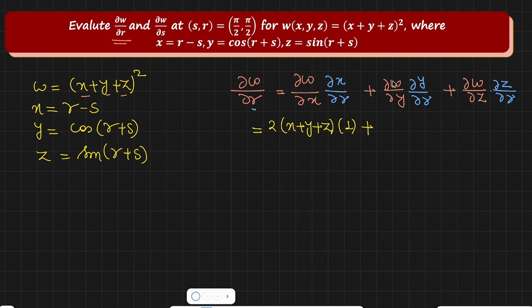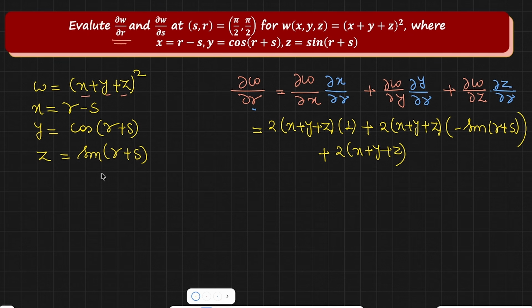Partial derivative of w with respect to y is 2(x + y + z), and the partial derivative of x is 0, y is 1, z is 0, so it will be the same. What is the partial derivative of y with respect to r? Because y is cos(r + s), the derivative of cos is −sin(r + s), and the derivative of r + s is 1. r is 1, s is 0, so this will be the derivative. What will be the derivative of w with respect to z? It will be 2(x + y + z), and the partial derivative of z with respect to r will be cos(r + s).